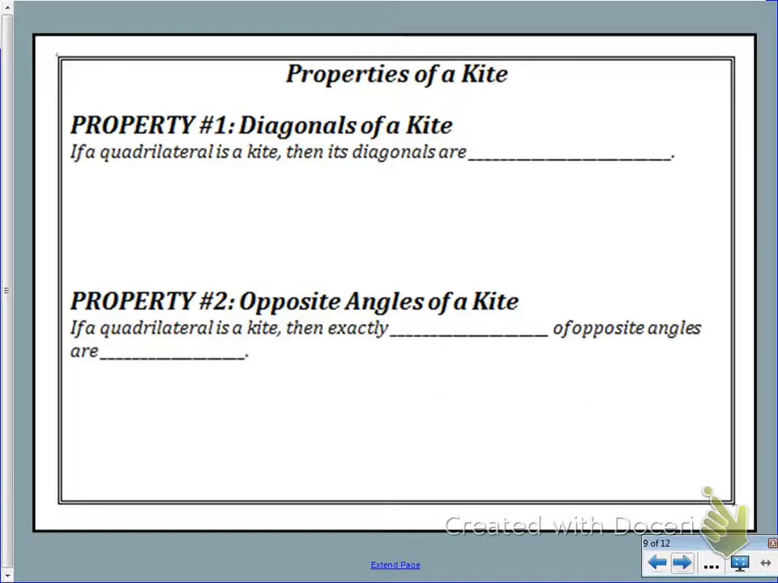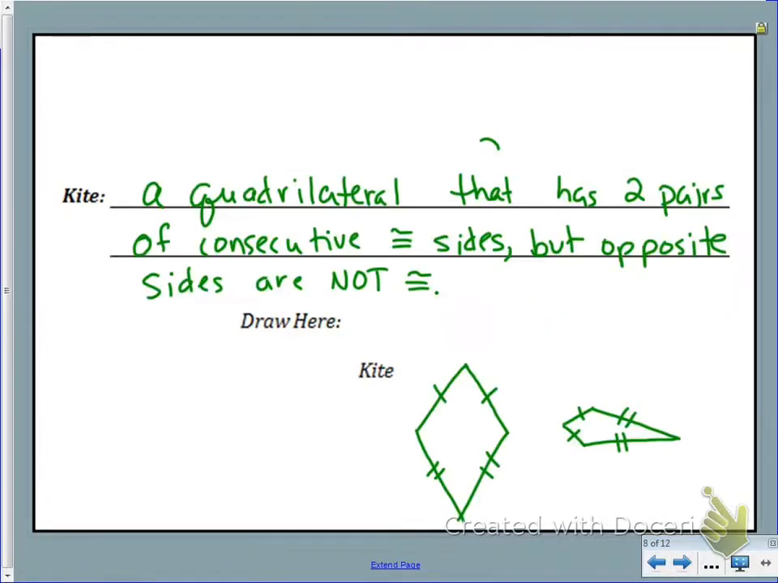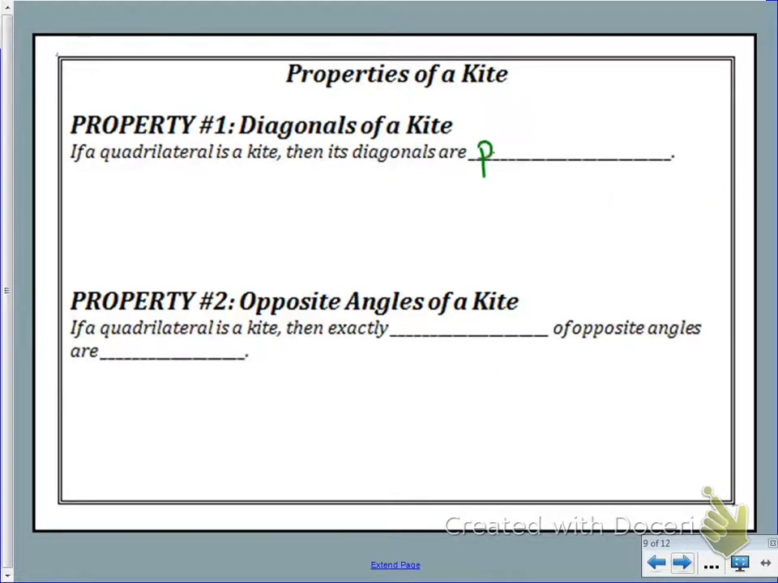There are 2 properties you need to know about a kite. The first is about the diagonals. If a quadrilateral is a kite, then its diagonals are perpendicular. Diagonals play a very big role in this unit, so we want to make sure we recall the different properties of the diagonals. That's one of the properties that's often overlooked, so just be aware that that's something you want to pay extra attention to.